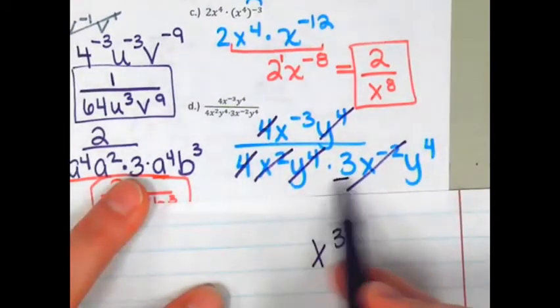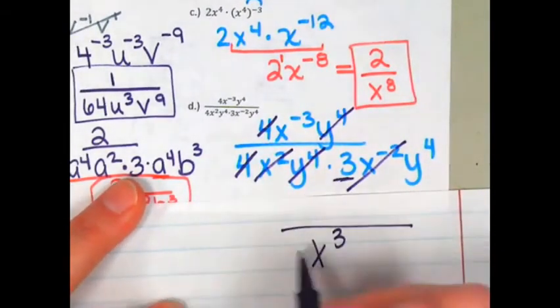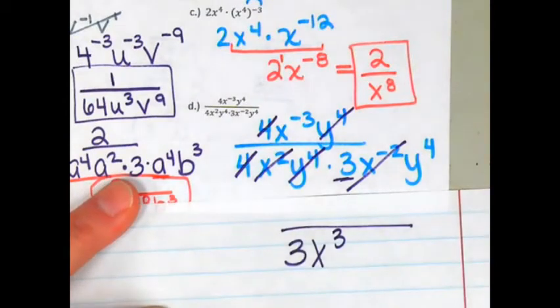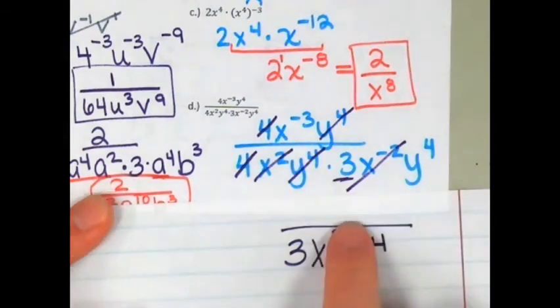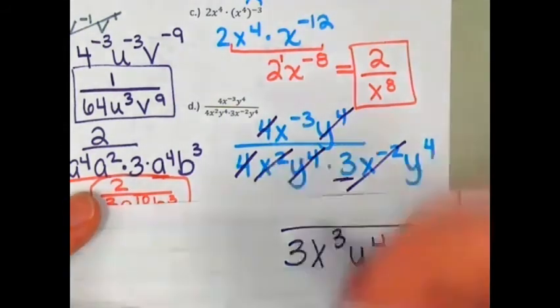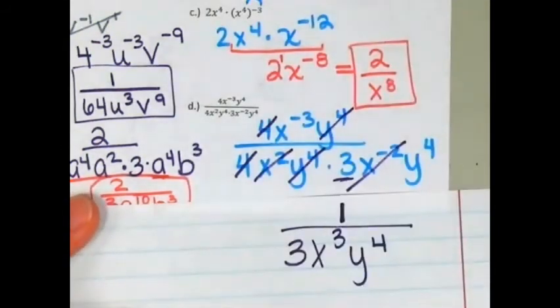We have 3, so where would 3 stay? On the bottom in the front. I always put the numbers in front, and then what else do we have? 1 and 4. Now, I don't have anything on top, so what number do I put? 1. And there you go. That would be your final answer.